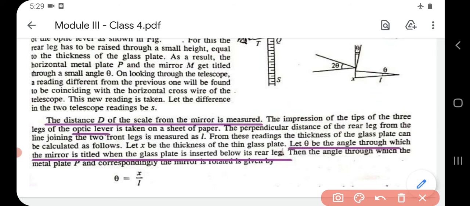From these readings, the thickness of the glass plate can be calculated as follows. Let x be the thickness of the thin glass plate. Let theta be the angle through which the mirror is tilted when the glass plate is inserted below its rear leg, which I already told. Then the angle through which the metal plate P and the mirror are rotated is given by theta equal to x by L.